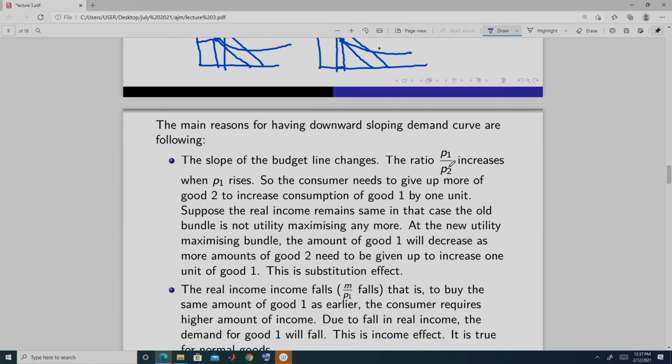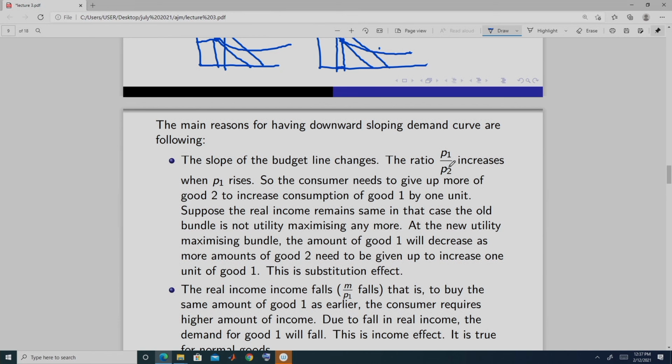Okay. So whenever our consumption bundle is such that both the goods are normal, then the law of demand says that if the price of good 1 goes up, then the quantity demanded of good 1 is going to go down because the price has increased. Keeping other things constant, it means that the price of good 2, P2, is fixed, M is fixed, and the utility function is also fixed in this case, which means that our tastes and preferences are the same.